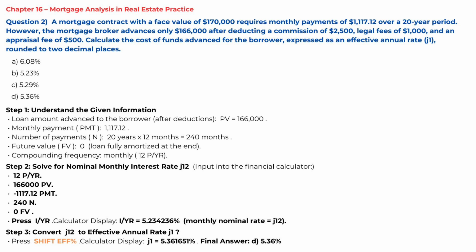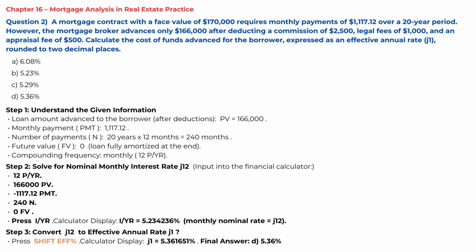Step 1. Understand the given information. Loan amount advanced to the borrower after deductions, PV, 166,000. Monthly payment, PMT, 1,117.12. Number of payments, N, 20 years times 12 months equals 240 months. Future value, FV, 0. Loan fully amortized at the end. Compounding frequency monthly, 12 P/YR.